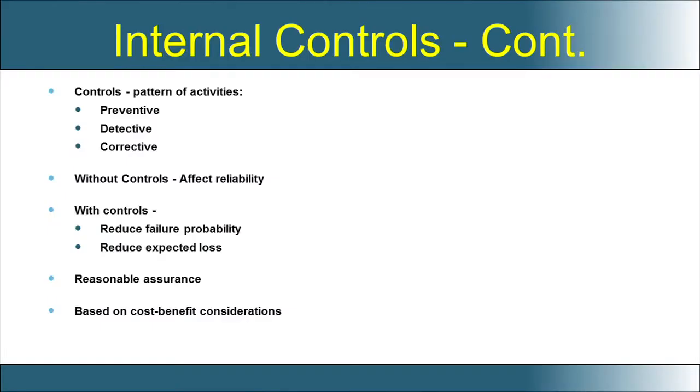Now what are the different types of controls? The first one is an internal control. The internal control can be classified into three: preventive control, detective control, corrective control. And these controls are based on some pattern of activities. One very interesting example of an internal control is the antivirus that you install inside the system.